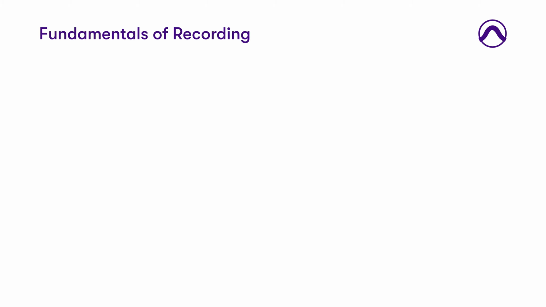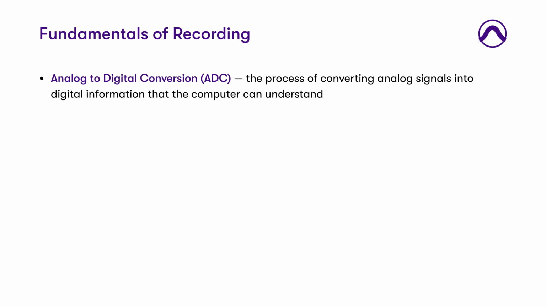Let's now talk about how we take this waveform and get it into our digital audio workstation. A sound waveform is analog, but computers are digital. Computers can't understand waveforms. In fact, they can only understand one language, and that is the language of ones and zeros called binary. Whatever we wish the computer to understand must be translated to binary. The process of converting our analog waveform into binary information is called analog to digital conversion, or ADC.